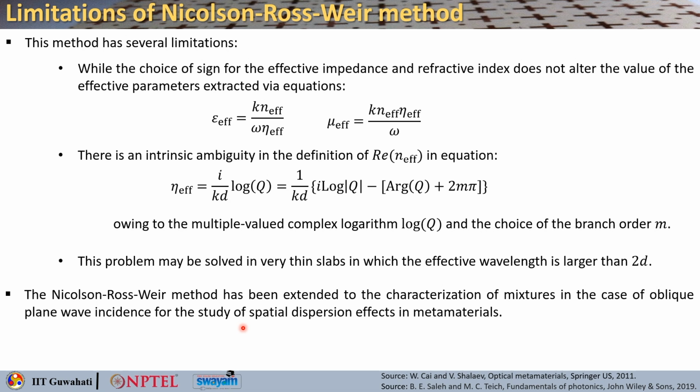Okay. So, this particular method, the Nicolson-Ross-Weir method, can also be extended to the characterization of mixtures in the case of oblique plane wave incidence. Here we have just shown it for the normal incidence. So, that can be used for the study of spatial dispersion effects in metamaterials, right. So, the application of the homogenization principle developed for bulk natural and artificial mixtures may be misleading for the homogenization of very thin films.